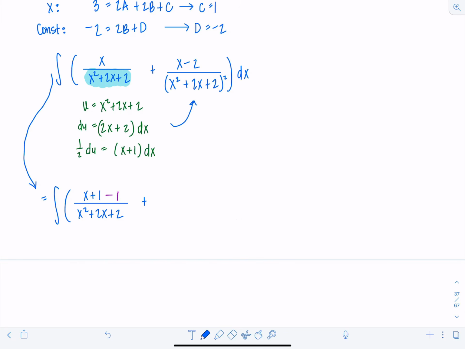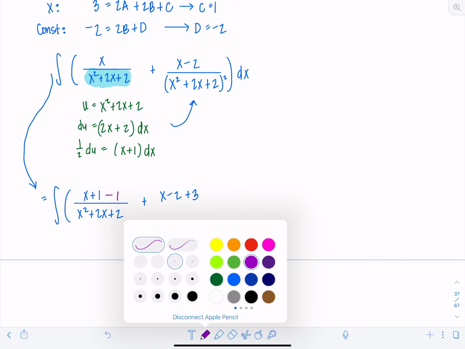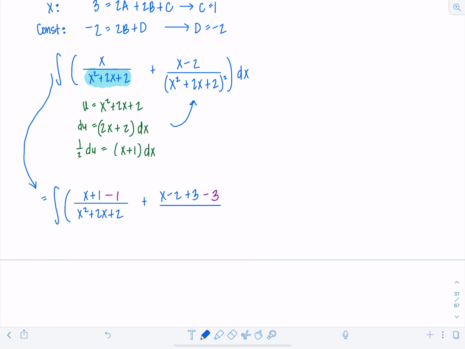Okay, so what does that mean for us? Well, again, I want there to be an x plus 1 in the numerator. So how would I make x minus 2 into x plus 1? How much would I have to add? I would need to add 3, correct? So I'm going to take x minus 2 and add 3, and then I'm also going to subtract 3 in that numerator. And then this is all over x squared plus 2x plus 2 squared dx. All right, this is just getting things set up for us. We're not in the nitty-gritty of it just yet.